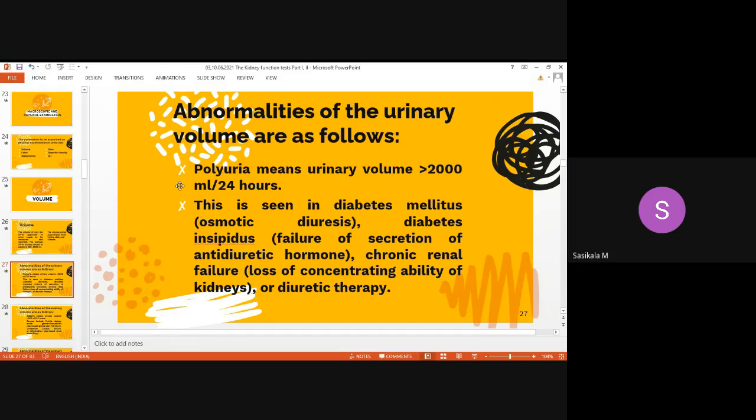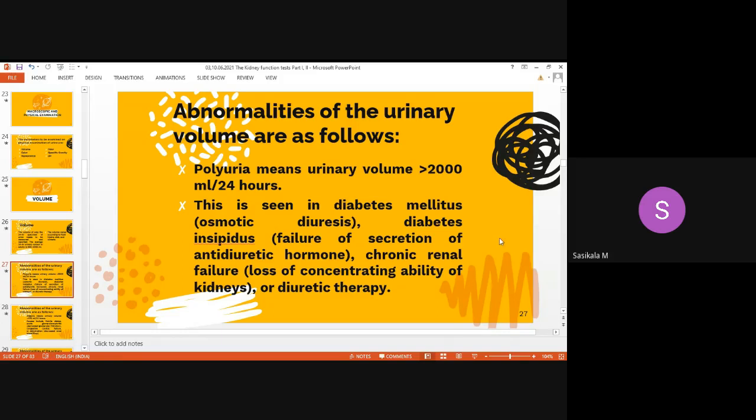That indicates polyuria, and this condition will indicate the presence of diabetes. Diabetes patients will have more urinary output. That state is called polyuria, and this is seen in diabetes mellitus. It is osmotic diuresis. Diuresis means increased urine output. Then diabetes insipidus: in all diabetic conditions, you can find polyuria in the urine.